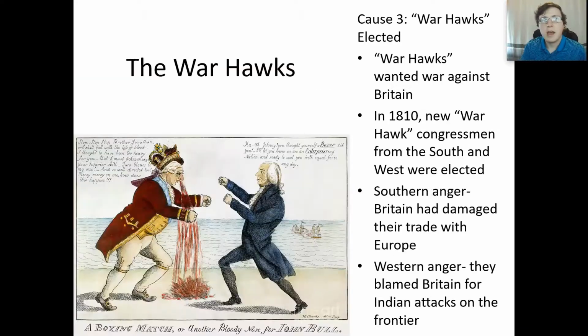The third cause of the War of 1812 was the election of what are known as war hawks. These are politicians who wanted to go to war with Britain. In the congressional elections of 1810, many war hawk congressmen would win office, particularly in the South and in the West. They're going to have anger towards Britain for several reasons. The Southerners are going to be angry over the lack of trade. The Westerners, however, are going to be angry over Indian attacks, and we'll see how the British are going to play in that in a minute.